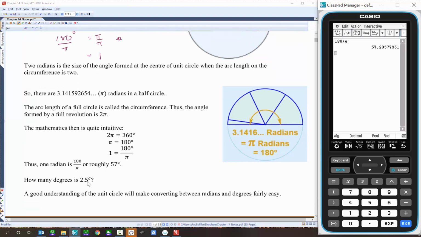How many degrees is 2.5 radians? Fairly easy to do the conversion. If we know that 1 radian, and we use that little c there to represent radians, is exactly 180 over pi, then 2.5 will be that multiplied by 2.5. So 2.5c, or radians, will be, what's 180 times 2.5? 450 on pi. I'm not confident about that. That times 2.5.